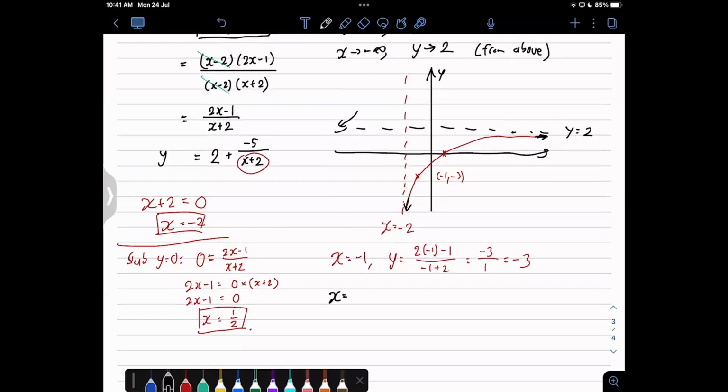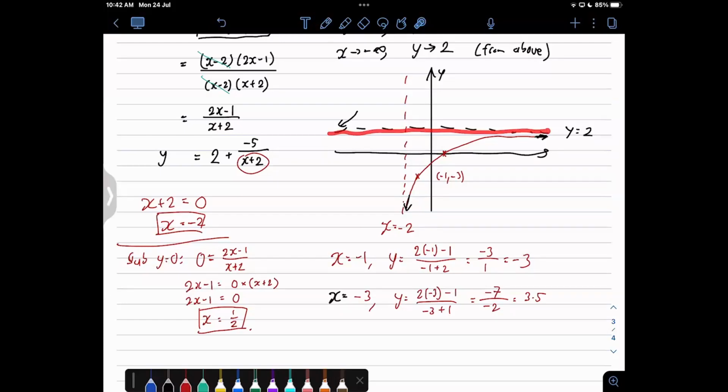Then likewise for the other half, you can just sub in x equals to something smaller than -2. In this case, x equals to, let's say, -3. Then y equals to what? 2 times -3 minus 1 over -3 plus 2. What do you get? -6 minus 1, that's -7. Over -3 plus 2, that's -1. Positive 7. Here is y equals to 2. So is it above or below the line? Above, right? So somewhere here.